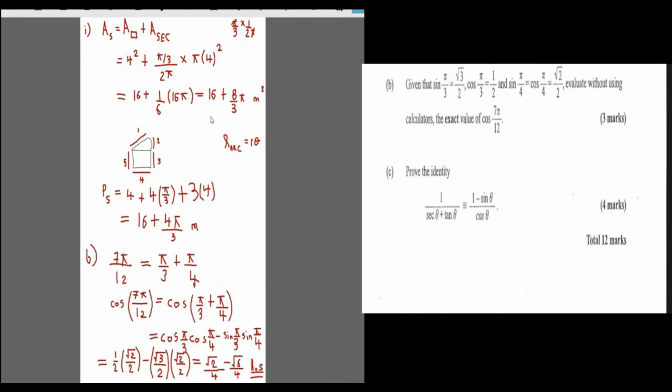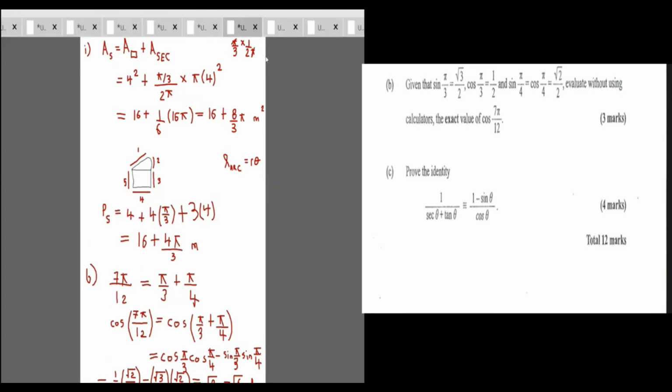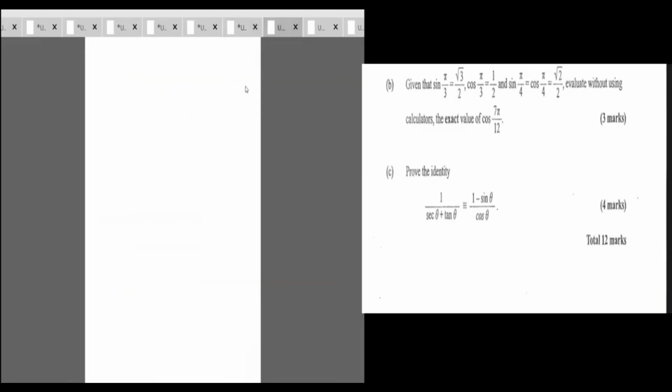Then part C is asking us to do a proof. So let's go ahead and do these proofs.